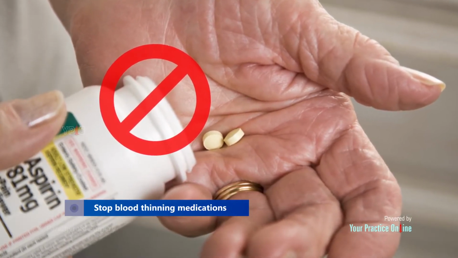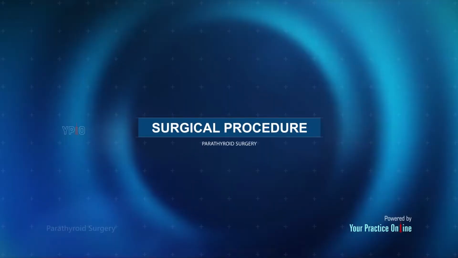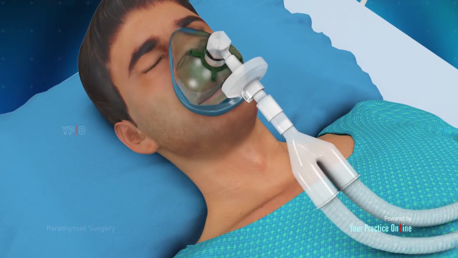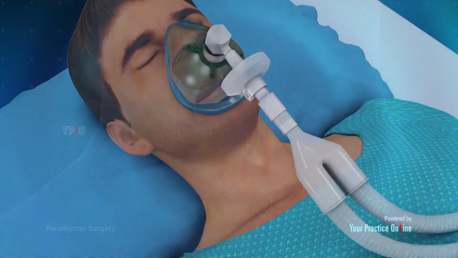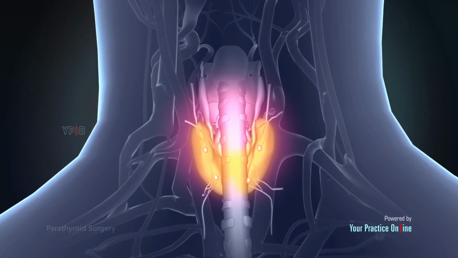surgery. Surgical procedure. You are placed in the supine position on your back and administered general anesthesia. There are different ways to perform parathyroid surgery.